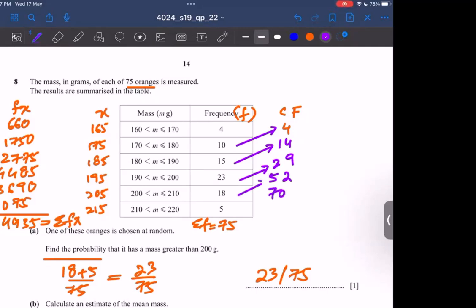Then the sixth cumulative frequency is going to be the sixth frequency plus the fifth cumulative frequency. 70 plus 5 is 75. See, this value and this value should be the same. The total sum of frequency and the last cumulative frequency value are going to be the same.